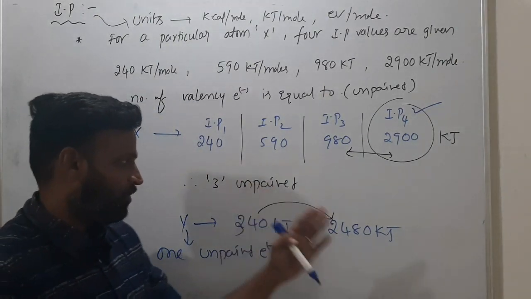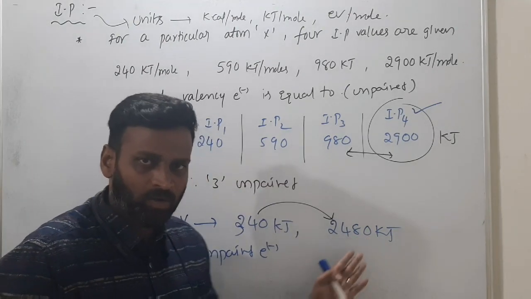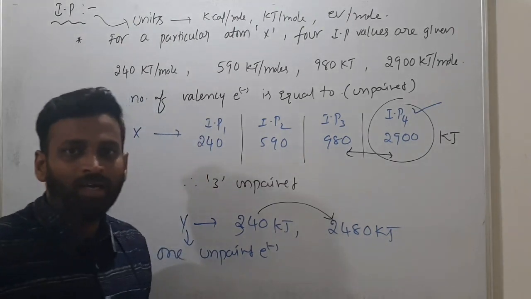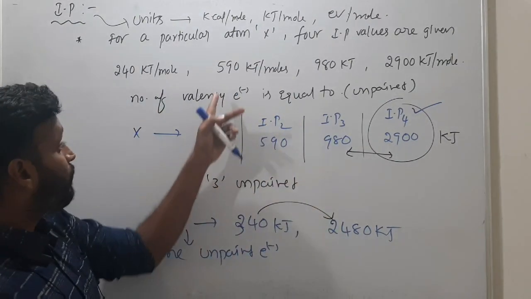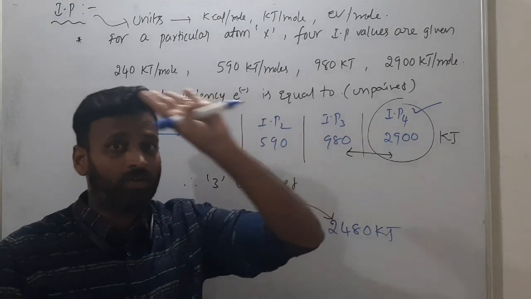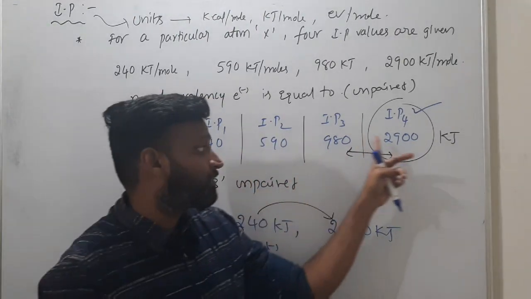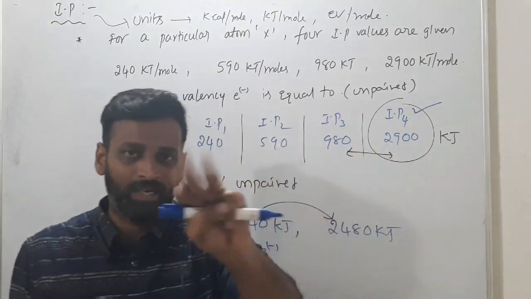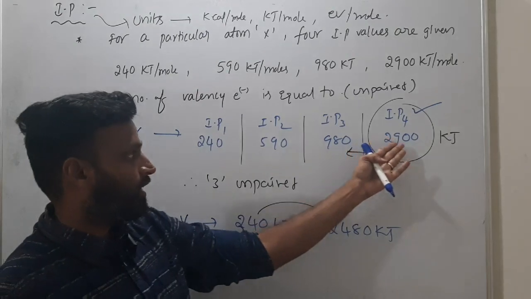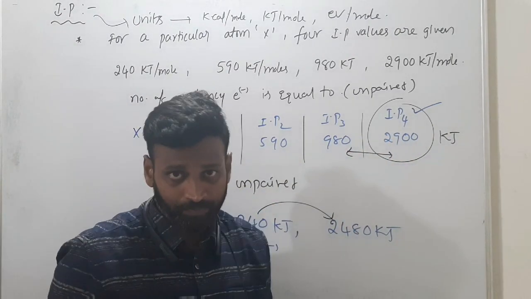To remove the second electron, if you provide this much energy, the second electron will come out, no sir. So two ionization potentials, 2 electrons. Here 4 ionization potentials, valence electrons are 4. No. 3 are easy, the fourth one is difficult because a high amount of energy is required. That means unpaired electrons are 3, because the fourth electron is not easy to remove. That means maybe that is in pairing.